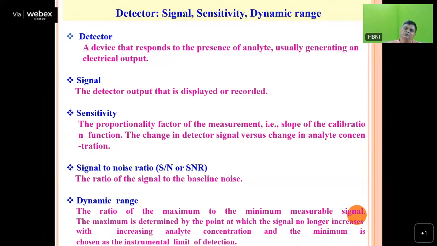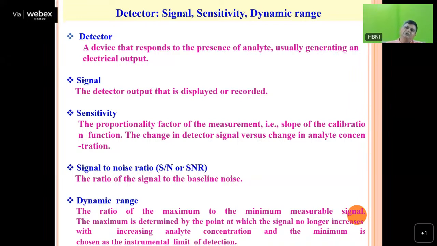Then, whenever you are doing any kind of analysis, there is a detector. What is a detector? Since you are doing a material characterization course, most of you must know what a detector is. A detector is a device that responds to the presence of analyte, and generally it gives an electrical output, an electrical signal. The detector output that is displayed or recorded is termed the signal.